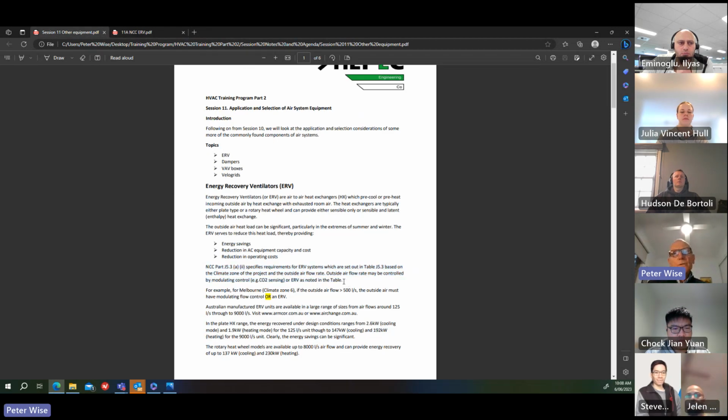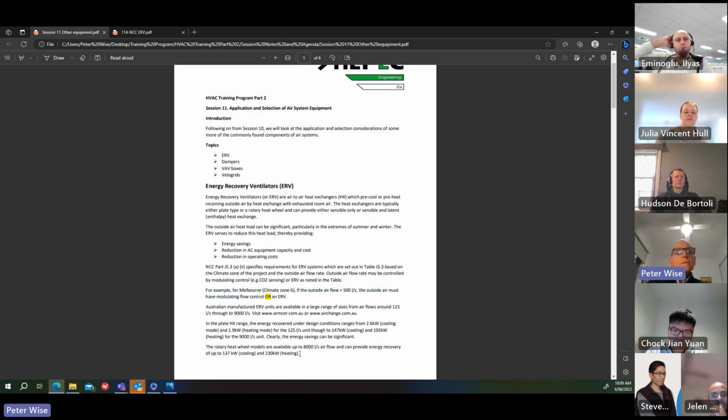Apart from the requirements of the NCC, it's beneficial to use these heat exchangers anyway. If you've got outside air, even if you don't have air conditioning, you might be able to use an ERV. If you're bringing outside air into a room, it might help to reduce the heat coming in, or in wintertime to preheat the air coming in. So there's the example there. Melbourne, climate zone 6. If outside air flow is greater than 500 litres a second, the outside air must have modulating flow control or an ERV.